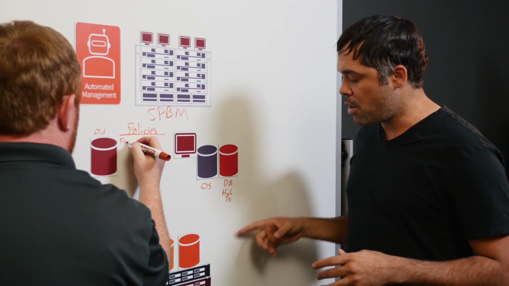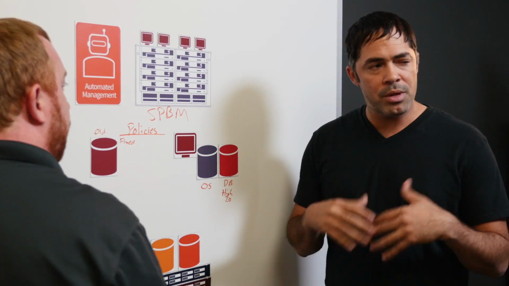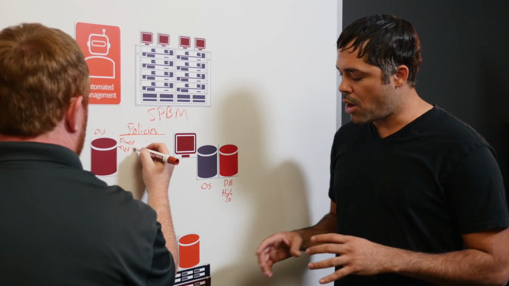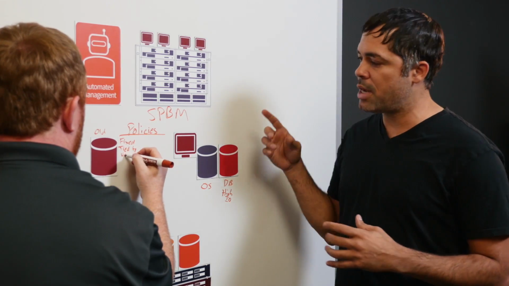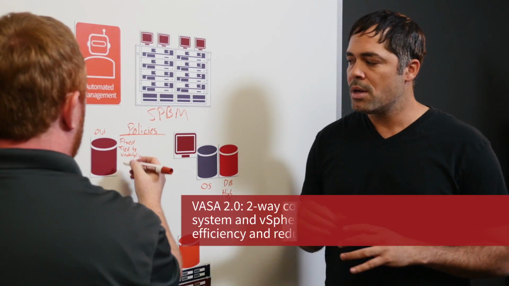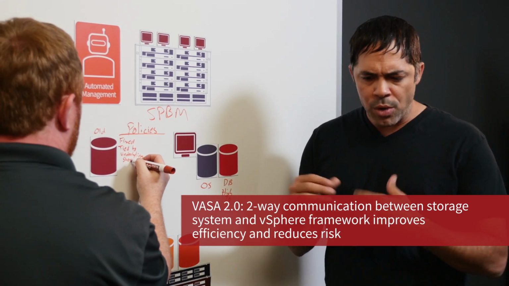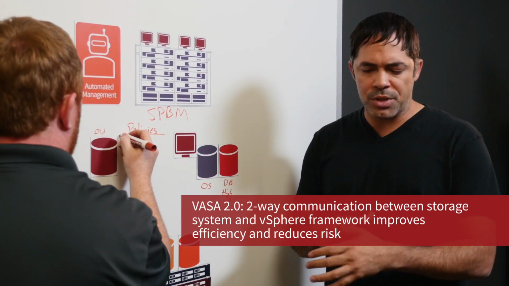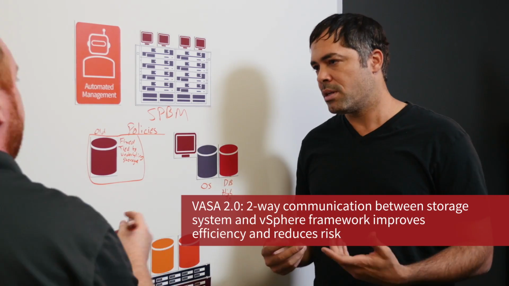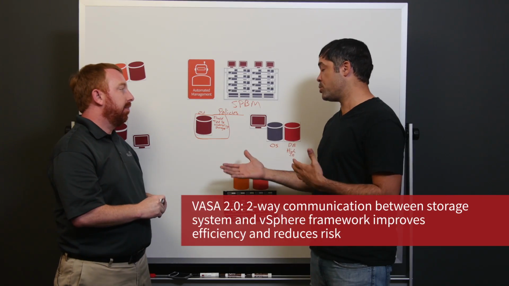How this is enabled is because now with virtual volumes, there's the use of the VASA 2.0 provider, which our API now has a two-way communication between the storage system and also the vSphere framework. By doing that, we're able to now have a communication which eliminates basically the need of someone having to do that manually. That delivers efficiency and it also reduces risks.